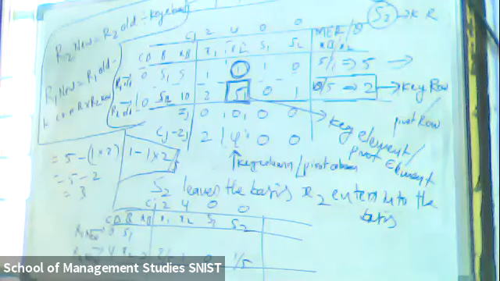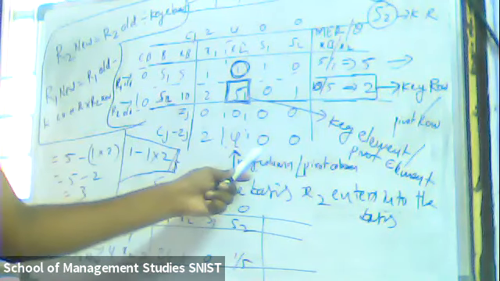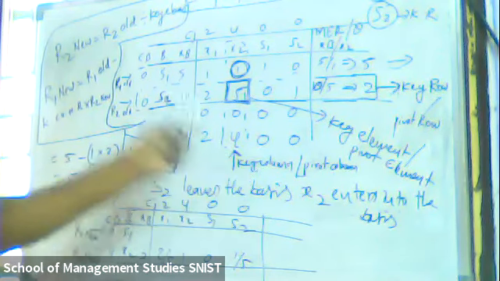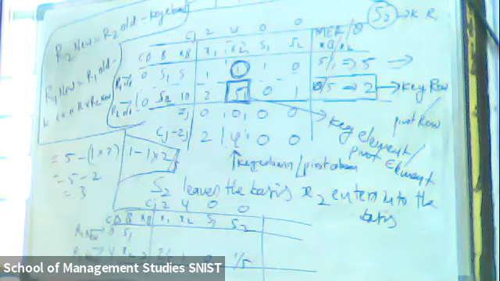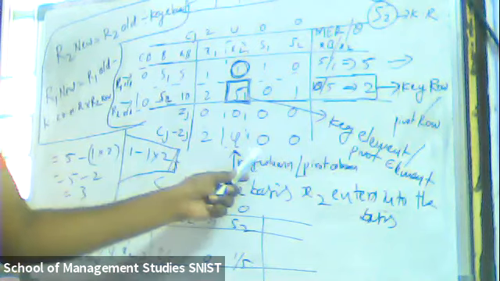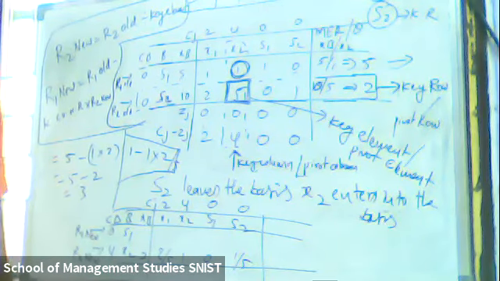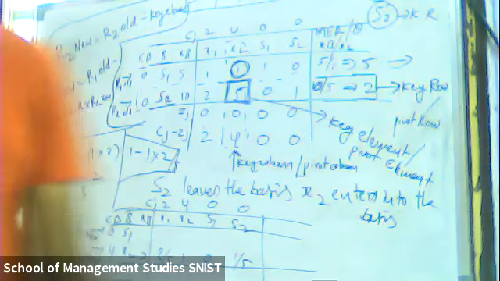Same thing, Jayant: S1 is the key column, S2 is the key row. Now you tell me which one leaves the basis and which one enters the basis. S1 is the key column. S1 leaves the basis, X2 enters the basis. Exactly, good, that's it. Do you have any questions?